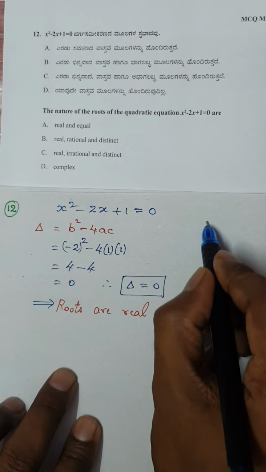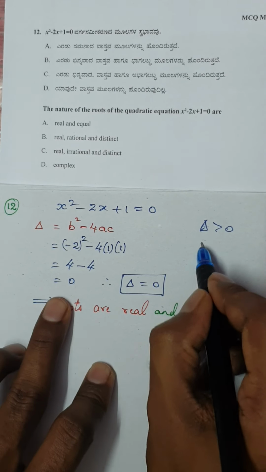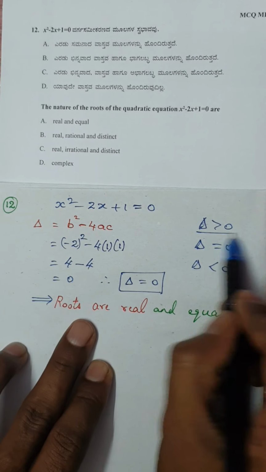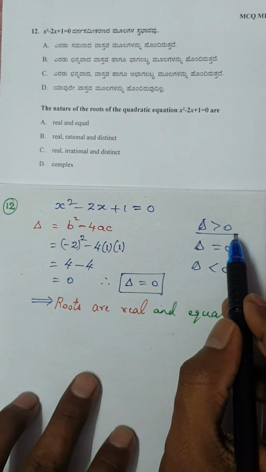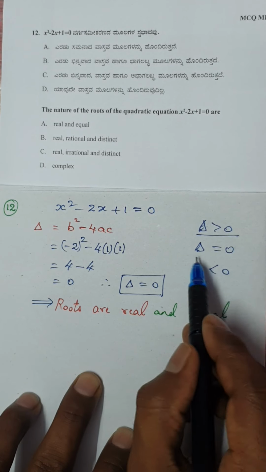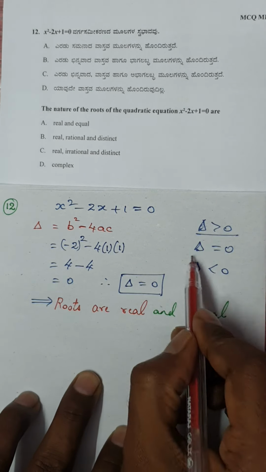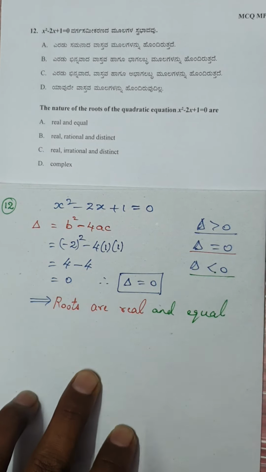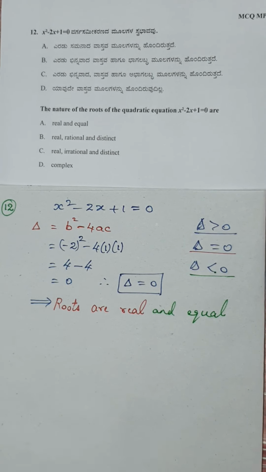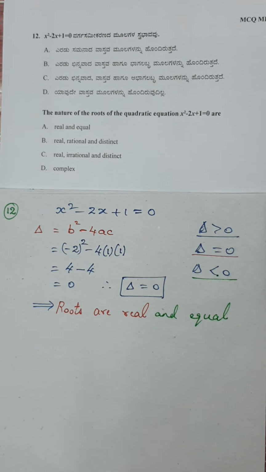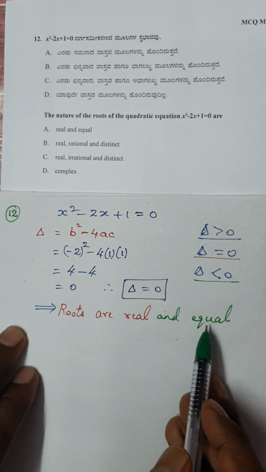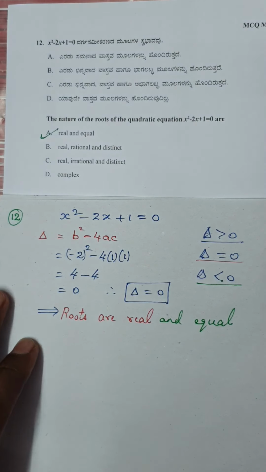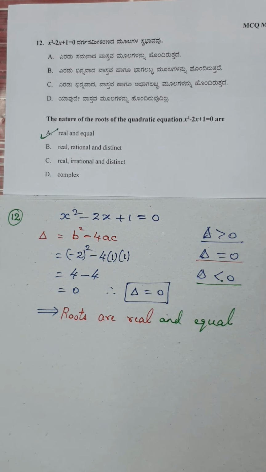Remember, there are only three cases. One is discriminant value greater than 0, discriminant value equal to 0, discriminant value less than 0. If it is greater than 0, then the roots will be real and unequal, distinct. For equal to 0, the roots will be real and equal. And for delta less than 0, you will have imaginary roots, isn't it? You don't know the concept in detail. So yes, let's pick the correct answer. The roots are real and equal. You can find it in option A. This would be the correct answer for the above given question number 12.